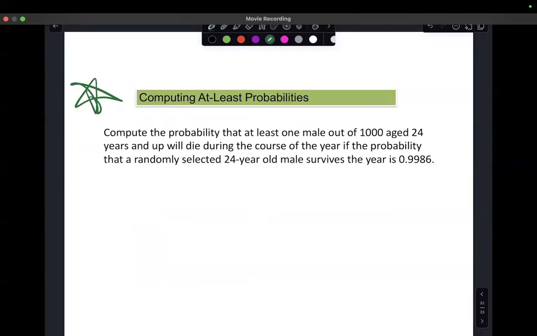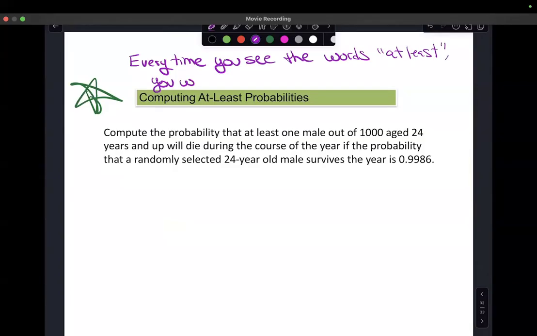I'm going to say it again. Every time you see the words at least, you're going to use the complement rule. In fact, I'm going to write it down. Every time you see the words at least, you will use the complement rule. Every single time you see those words.